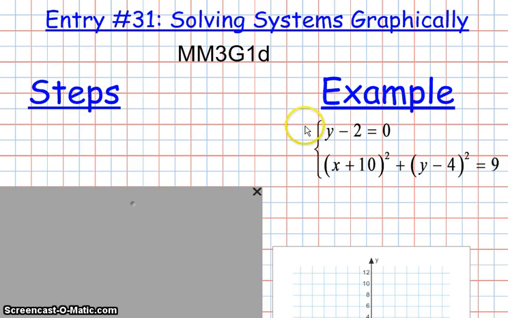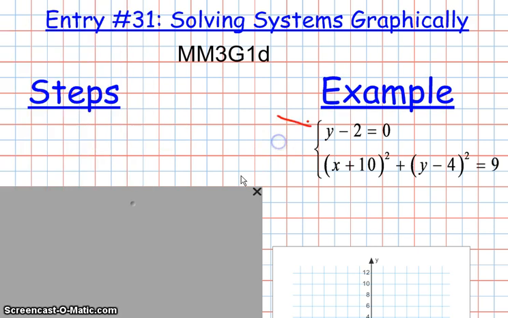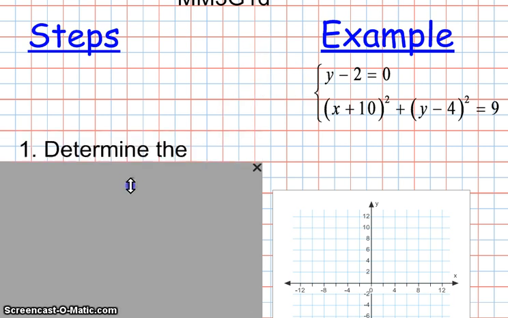As you can see, you have our system here with our bracket. We have y minus 2 equals 0, and we have our circle of (x plus 10) squared plus (y minus 4) squared equals 9. So to help us go through and do this, I'm going to play our recording so we can see what's going on. Now, as you can see, we're labeling. Our first one is our line. Our second one is our circle. So now we know that. I'm going to erase this, and we're going to go on to our first step.